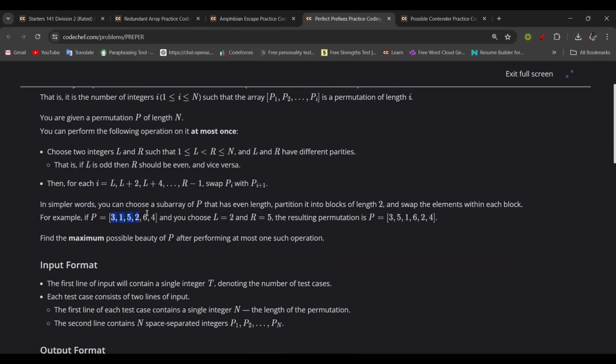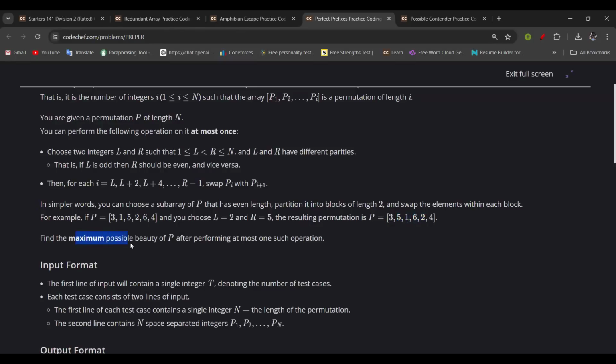So if you have this permutation, you choose L equal to 2, R equal to 5. This is L equal to 2 to R equal to 3, 4, 5. So this is the range that we choose, from 2 to 5. So we swap the first two elements, made 5, 1. Swap the next two elements, made 6, 2. So that's what we converted it to. Okay, so I hope the operation is clear.